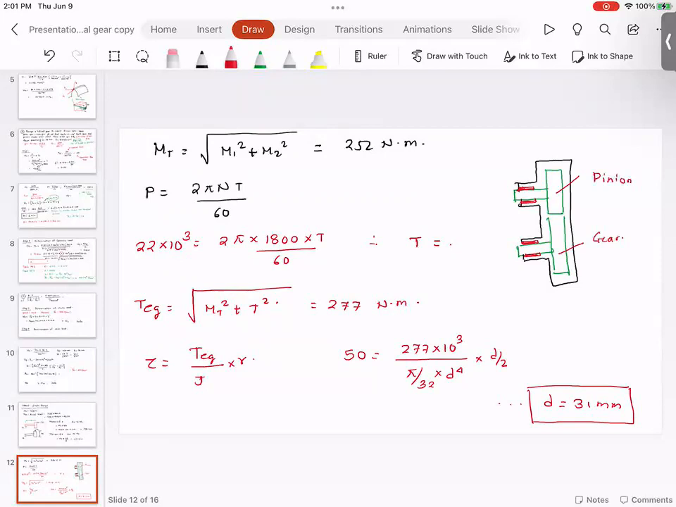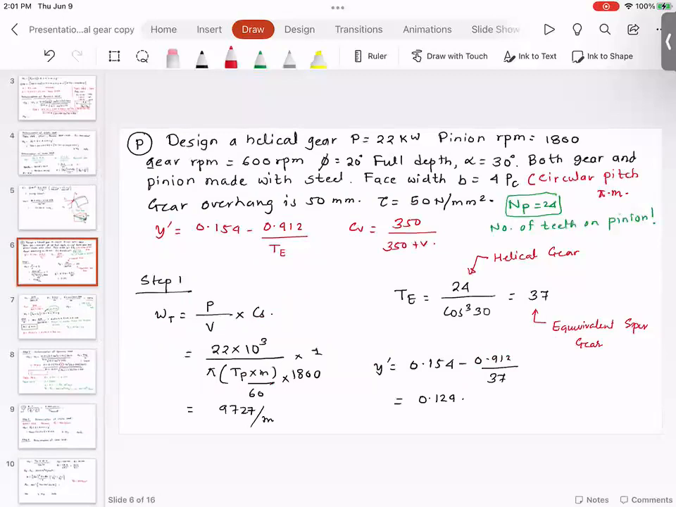Now there is one problem. Let me quickly go through this problem again. We have to design a helical gear, 22 kilowatts power. The number of teeth on the pinion is given. RPM is given. Gear RPM is given. So the velocity ratio is 3. The pressure angle is 20 degrees. It's a full depth, and both of these are made of steel. So gear and pinion are the same material. So we would design the pinion because the pinion is going to be weaker. The face width is 4 times pi times m, which is about 12.5. B, the face width, is 12.5 times the module. Then the gear overhang in this particular case is given as 150. So this is 150.